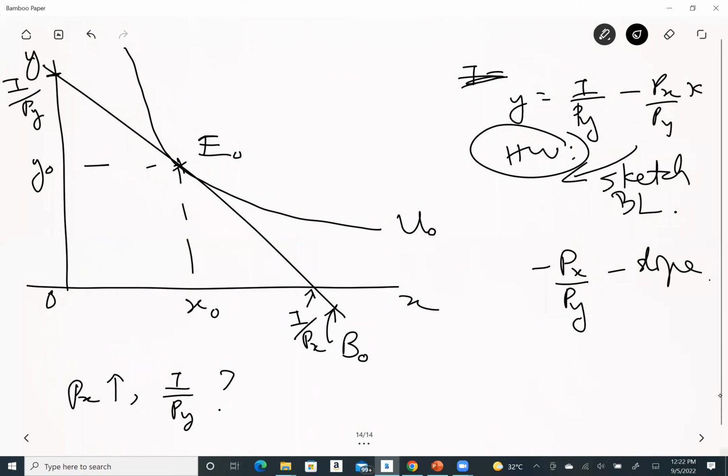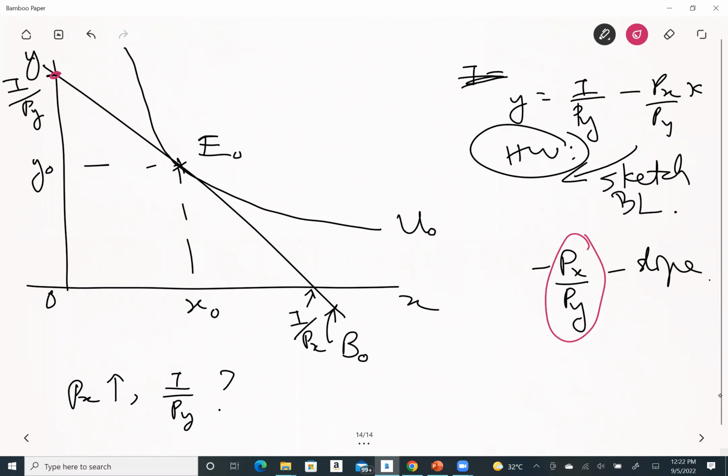Is there any change to the intercept? No change. So the intercept will be at the same point, okay? The only thing that changed, not the only thing, there are two things also changed, but the first thing is the slope. The slope becomes what? From -2 becomes -4, okay? Because the price of X goes up.